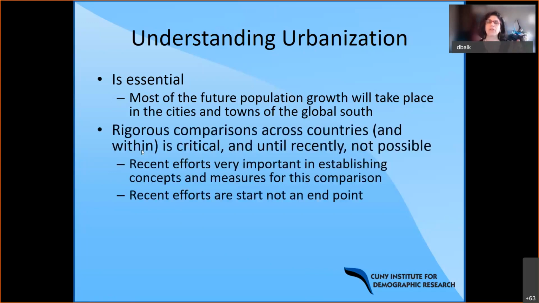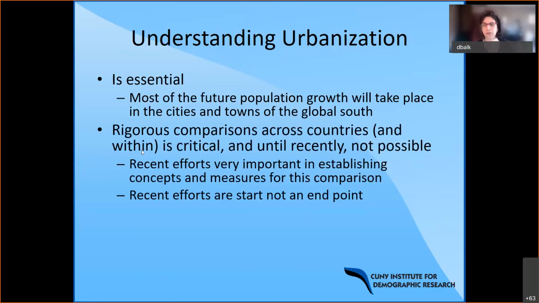What we're not certain about is exactly where they're going to grow, how they're going to grow, and that's where products like this, data sets like this, and approaches like this, employed both in a comparative way and by particular countries, are particularly valuable. I would say rigorous comparison across countries and even within, and this allows for within-country comparisons as well, which is really interesting, is critical, and until recently, it really wasn't possible.